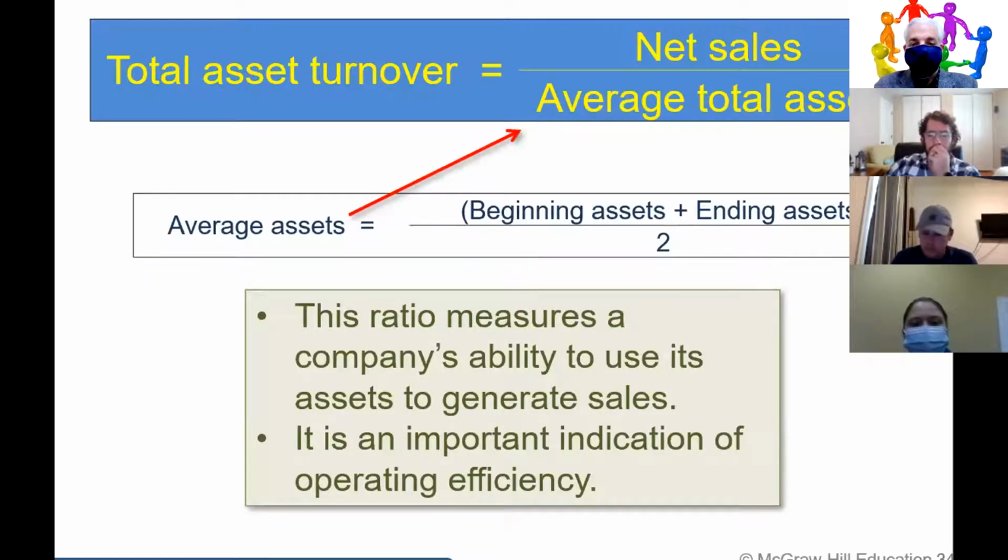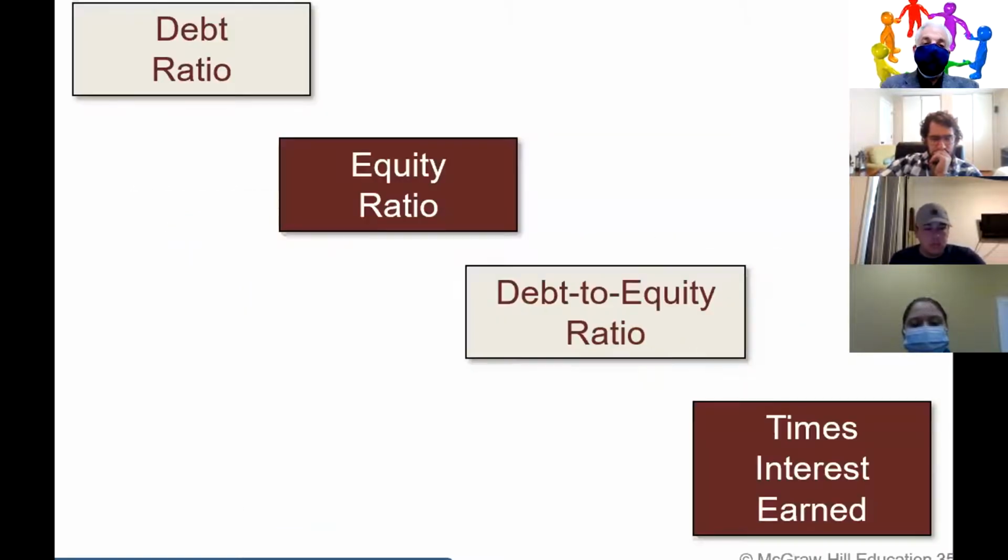Total asset turnover, net sales, like receivables. The receivables turnover has net sales as the numerator, divided by our receivables, average receivables. Here we have net sales divided by average assets, not receivables. Then we have our solvency ratio.